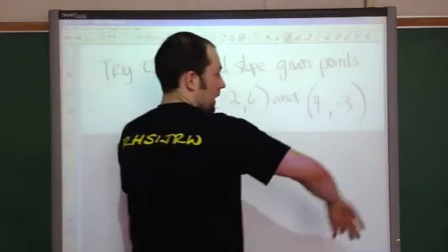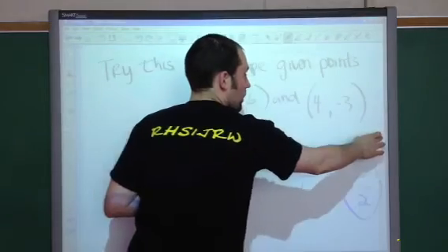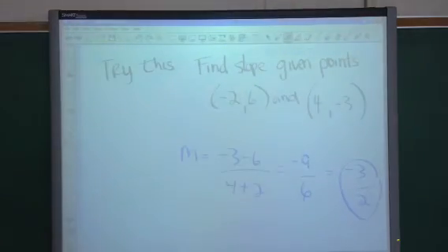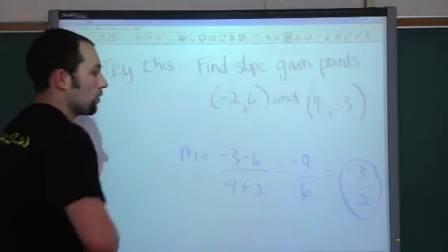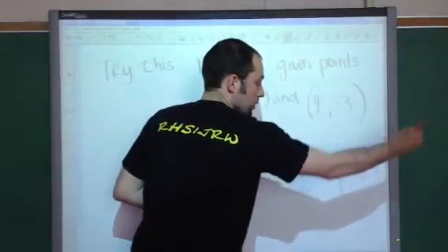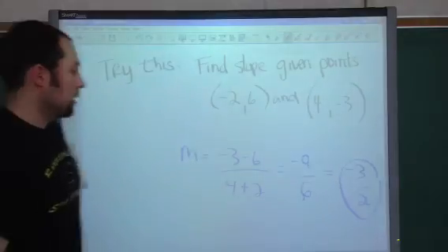By now you should have had time to get your work, and if you did everything correctly, here is your slope. And your answer is negative 3 over 2. So I would go down 3 to the right 2. So let's take a look.